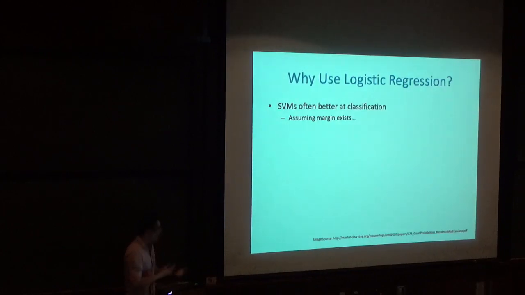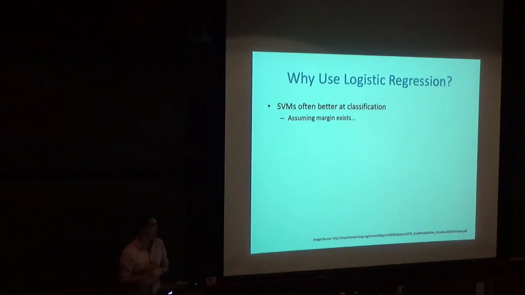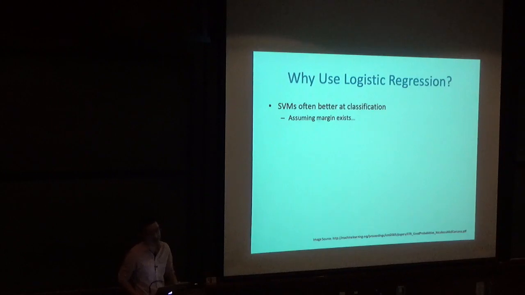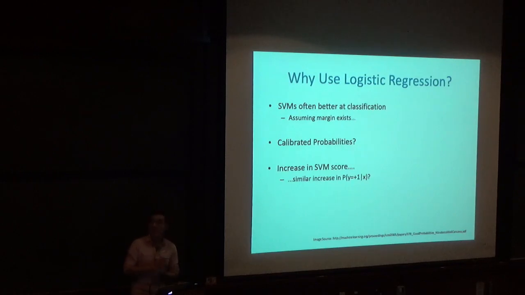So why might one use logistic regression? SVMs in many applications, or at least the hinge loss, can often be better at classification, assuming that a margin exists, or that a margin exists subject to throwing away a few outliers. But suppose we want to predict calibrated probabilities. Suppose we want to be able to predict the probability that something is a positive label rather than a negative label.